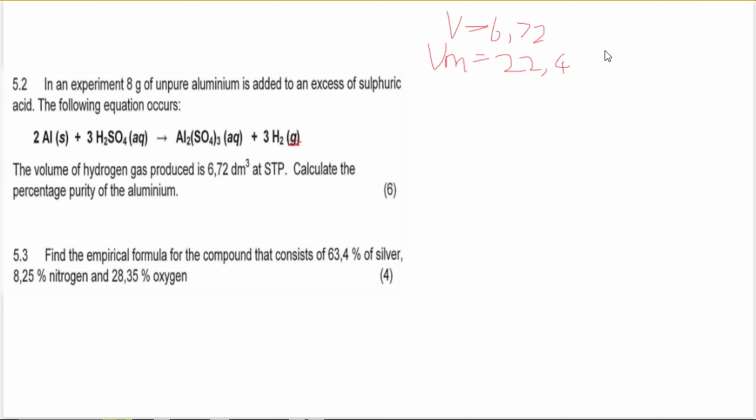The only formula that can utilize these values is n equals V over Vm. Remember to convert this into moles. So we have to use this formula, right? We take the given volume, 6,72, over 22,4.